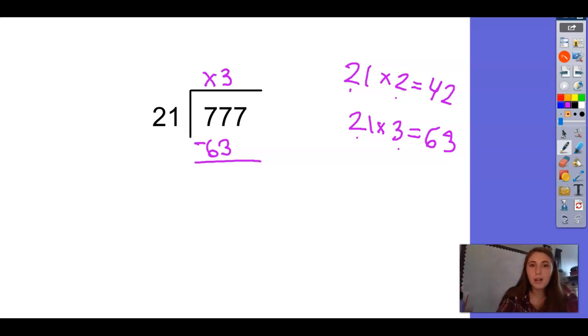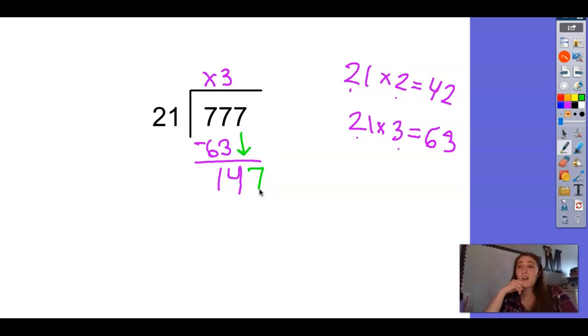77 minus 63. 7 minus 3 is 4. 7 minus 6 is 1. Okay, now I need to see, can I fit 21 into 14? No, I cannot. So I know I need to switch my colors because I'm going to be bringing down my ones place, my 7.